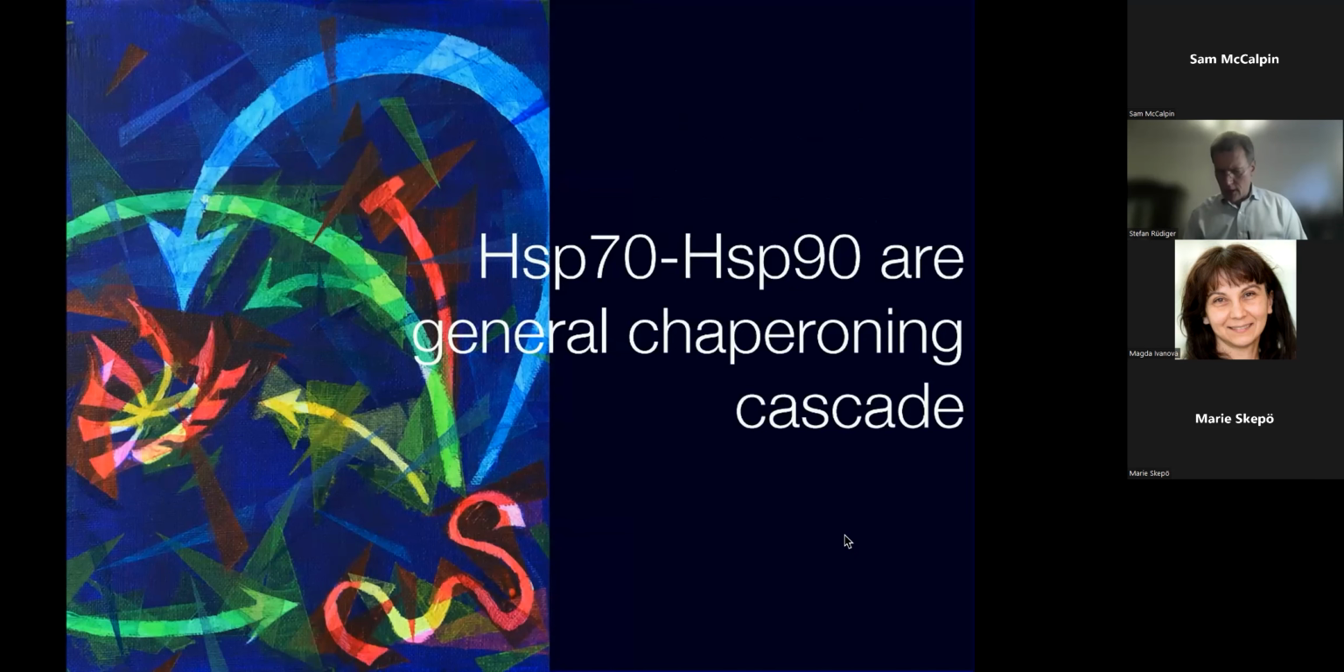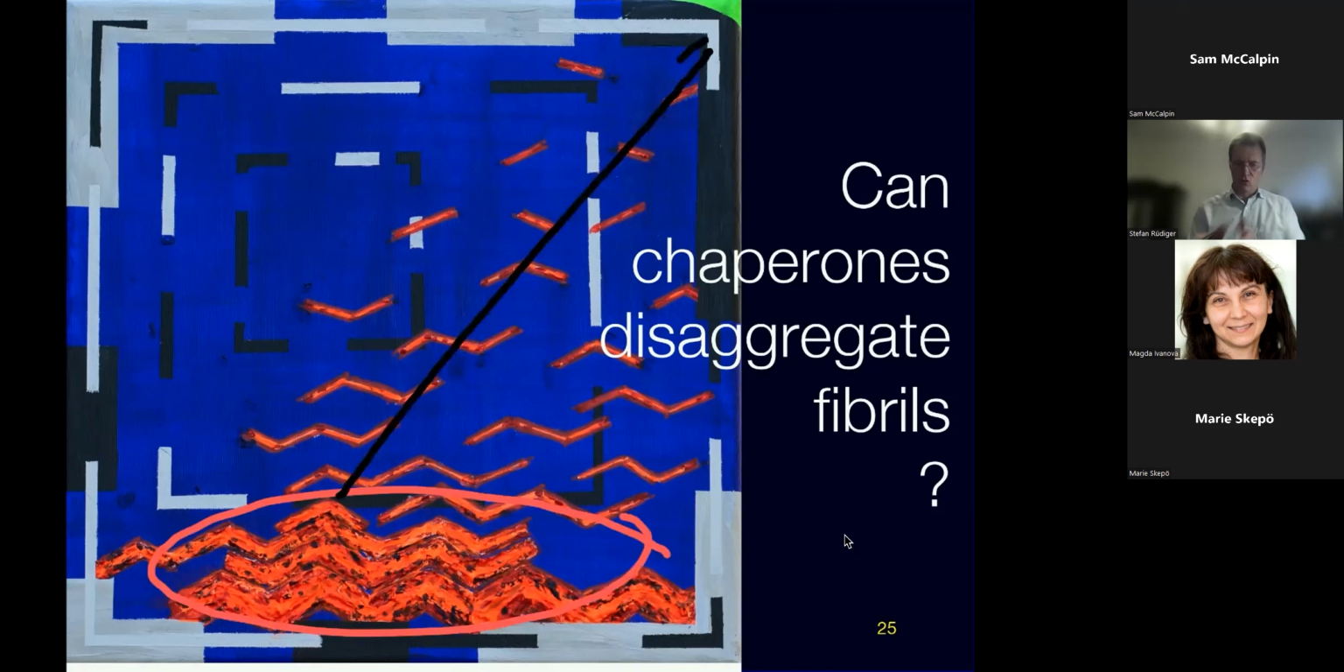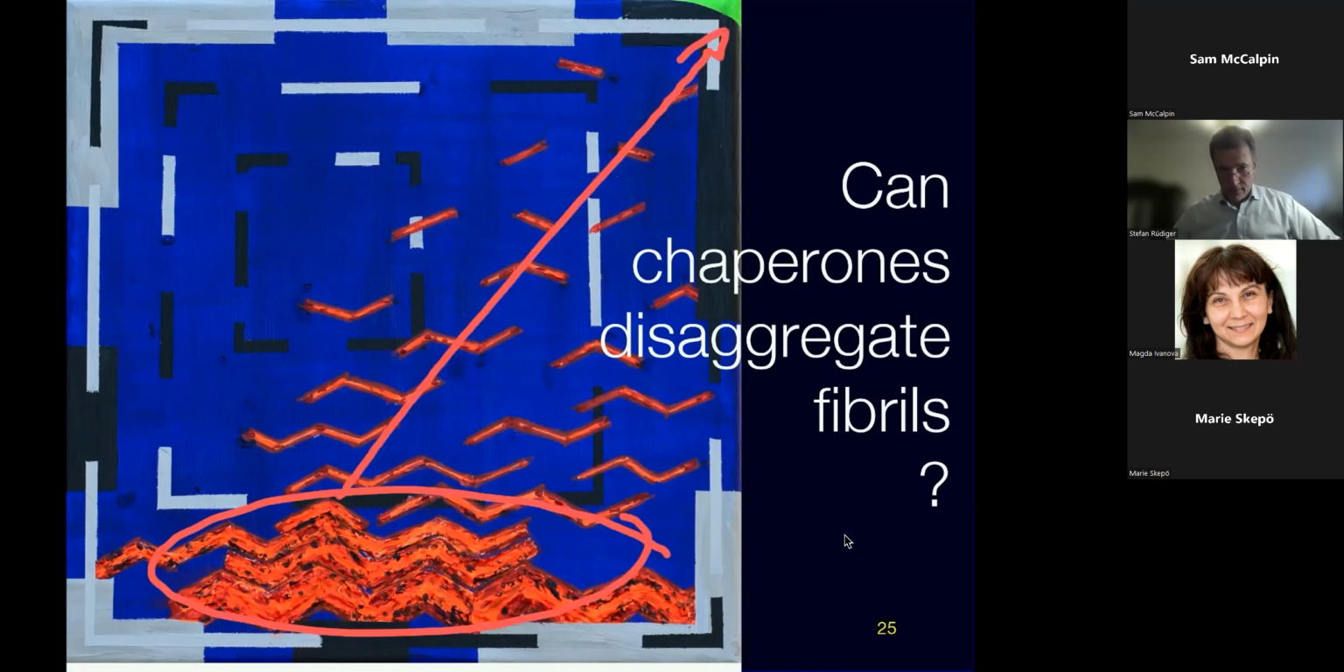The question now is, can we use our understanding of the chaperones now? We look at protein aggregates, which I introduced at the beginning, which would basically mean we start with the aggregate and we try to go to the green corner at the top right of the picture. Good. Now let's have a look at how aggregates look.